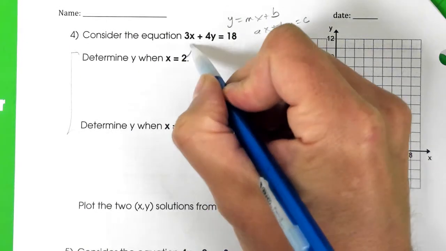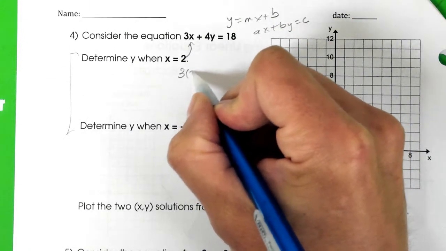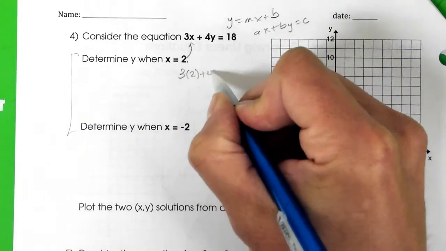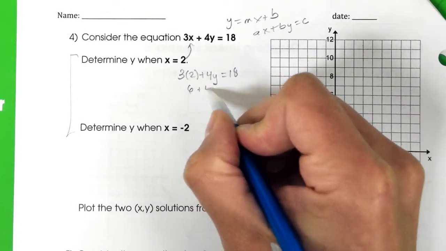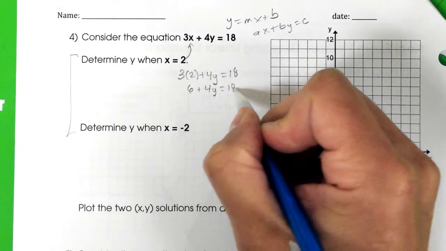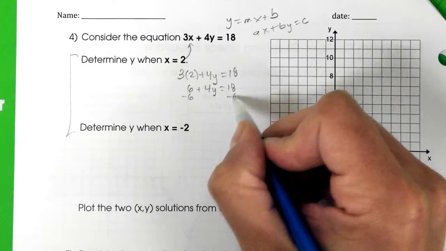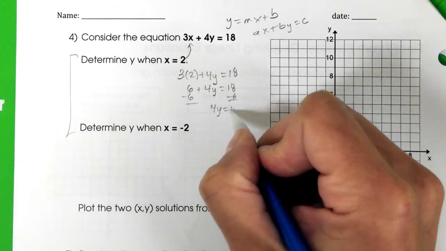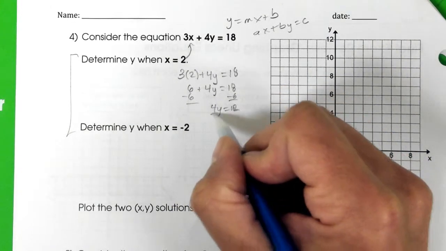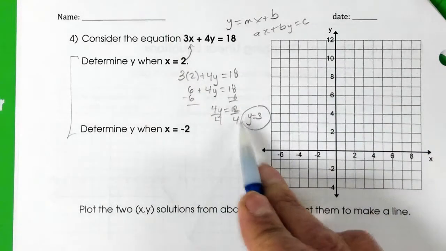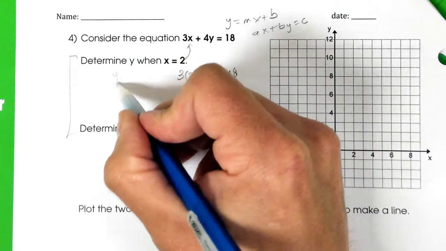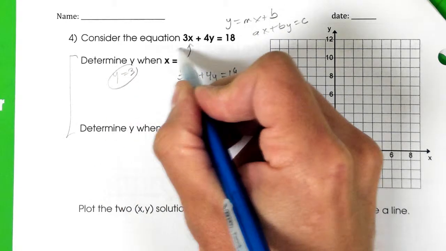Okay, so if we put in 2 for x, this equation would say 3 times 2 plus 4 times y equals 18. And we're going to use some balance moves to help us solve this. We would find that eventually y would be equal to 3. So we know y equals 3 when x equals 2.